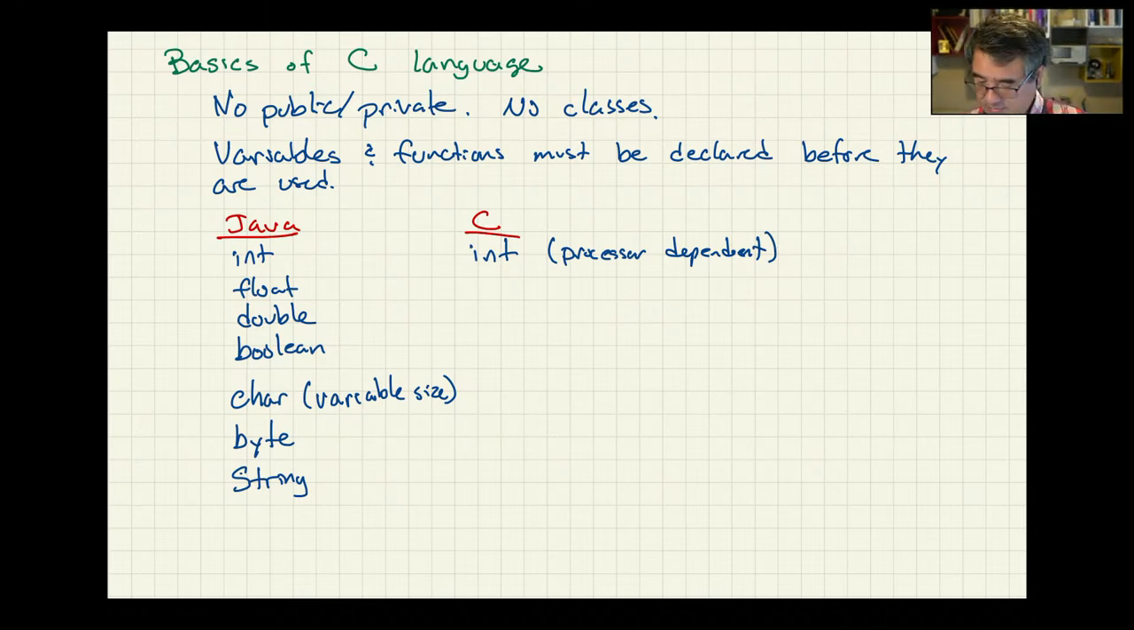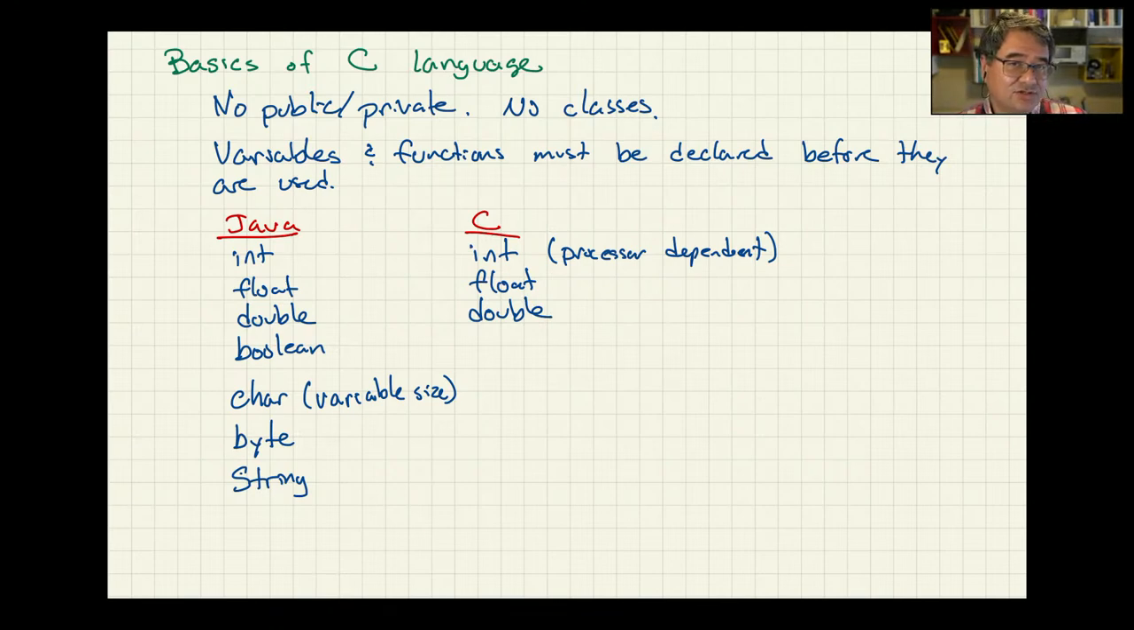How about for float? In Java, you would write float. What would you write for C? Yep, that's also float. Good. And for double. Also double, same thing.